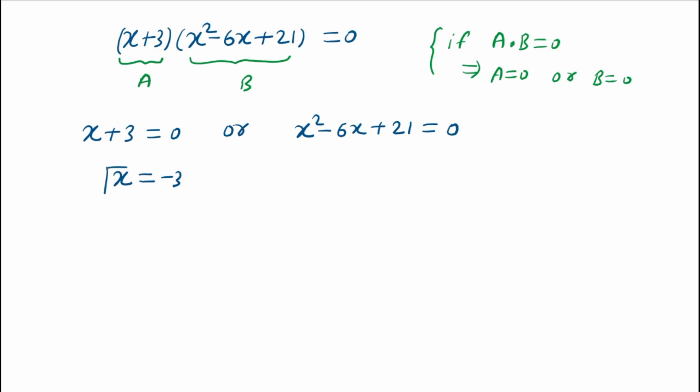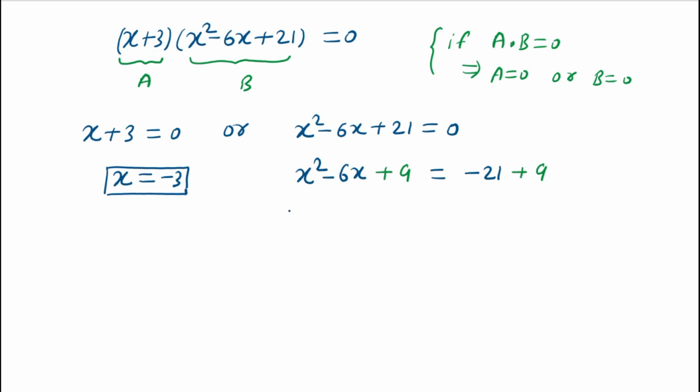This is our first solution, x is equal to −3. Now solve this quadratic equation. Here x² − 6x + 21, if we take it to the right-hand side, then this is −21. Now if we add 9 on both sides, and the right-hand side is also added 9. In the left-hand side, this expression is a perfect square.